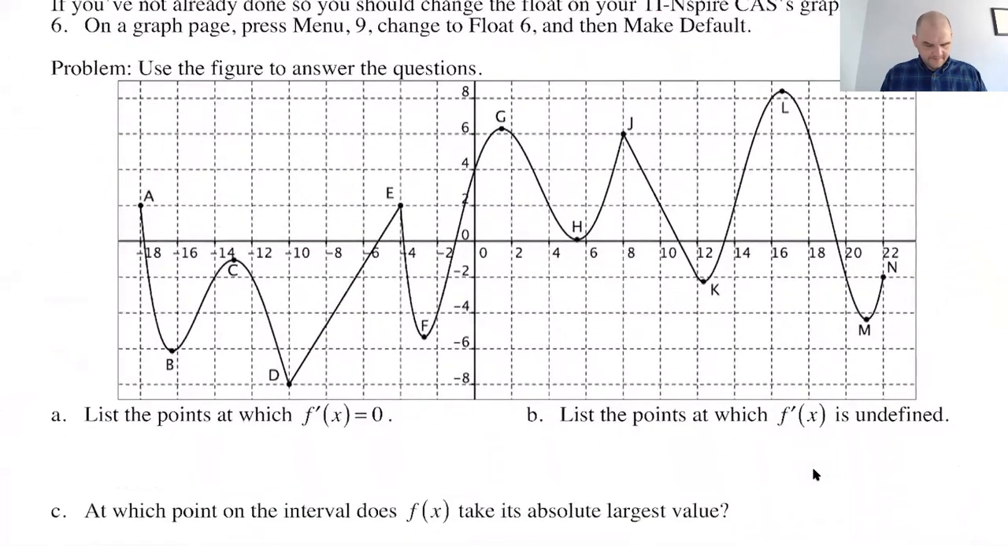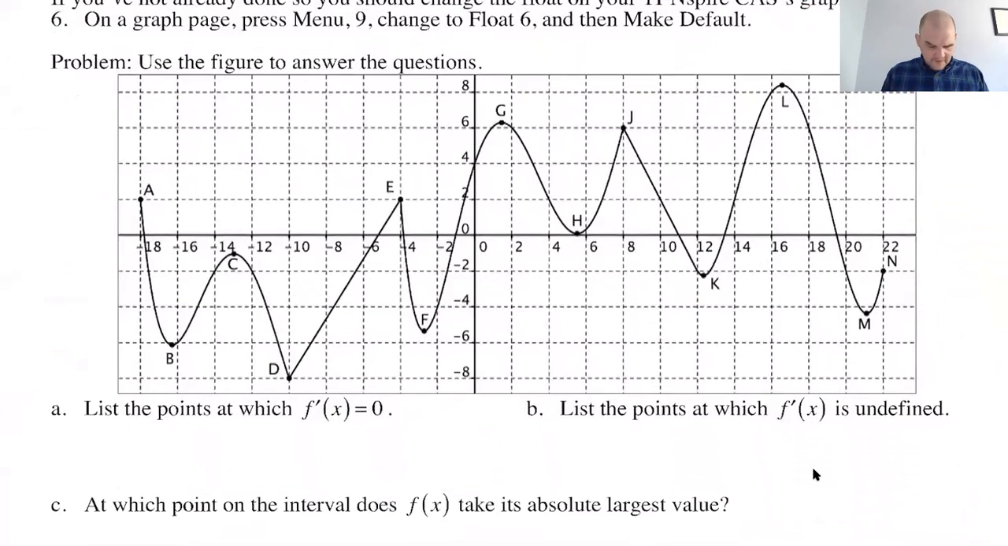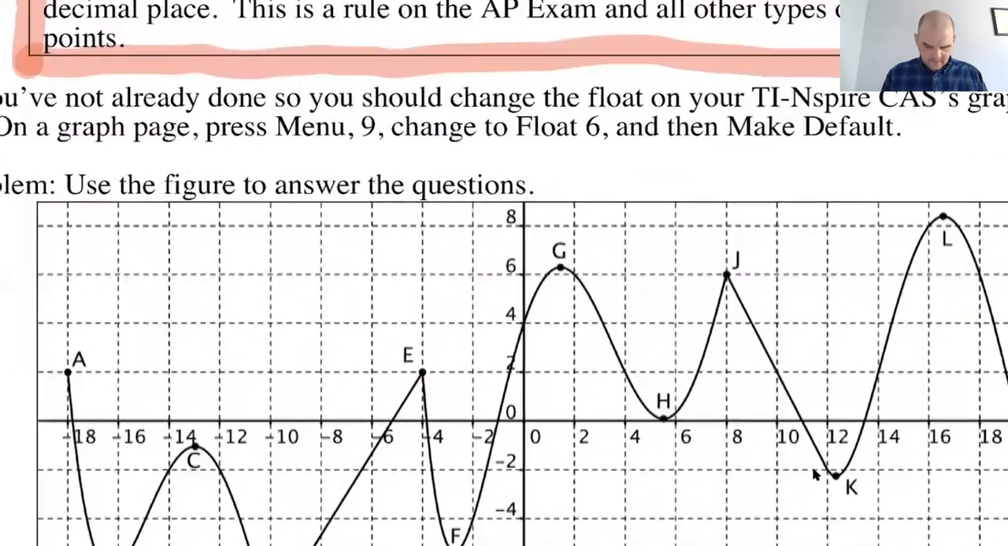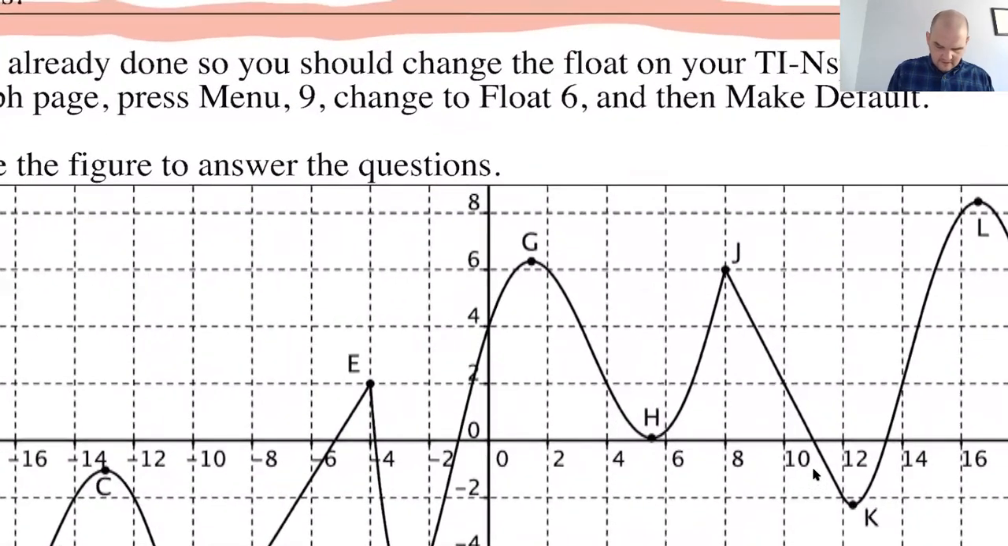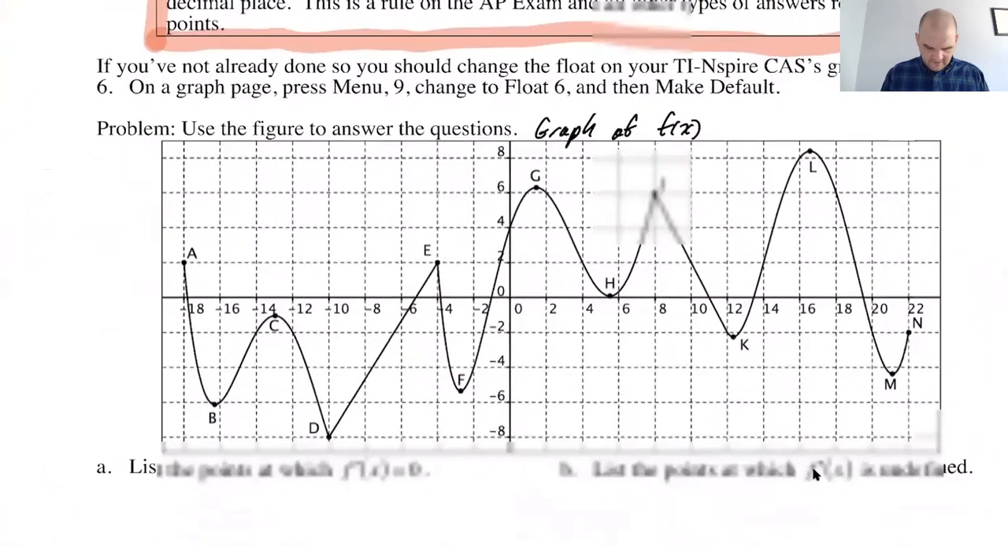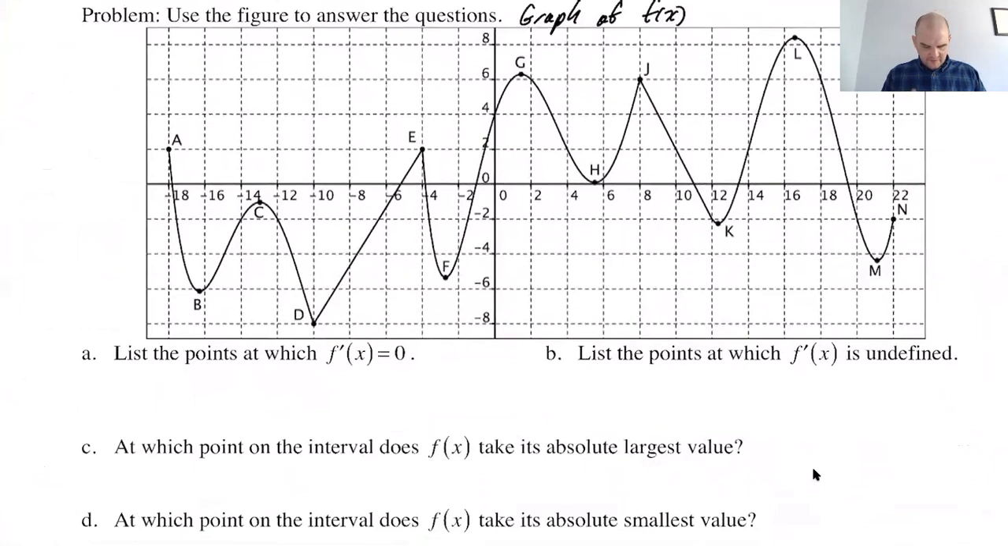All right, let's see. So this graph looks very familiar. All right, so this is the graph of f of x. So I should have said that. Graph of f of x. Okay, so it's a graph of f of x. List the points at which f prime is equal to 0. All right, so we already did this exercise, right?